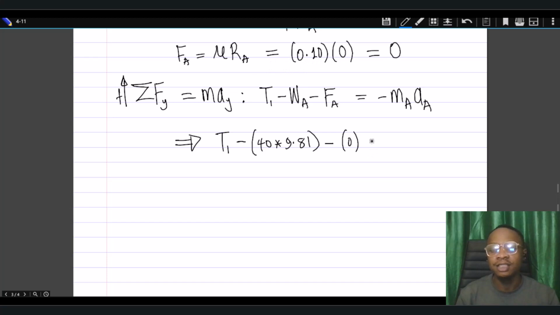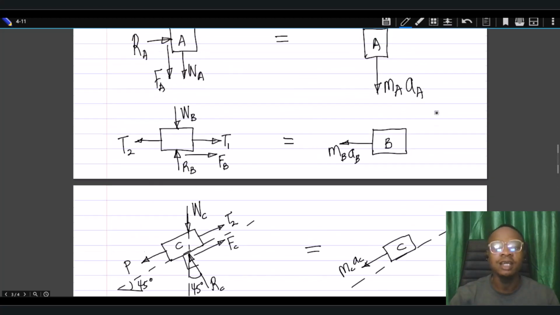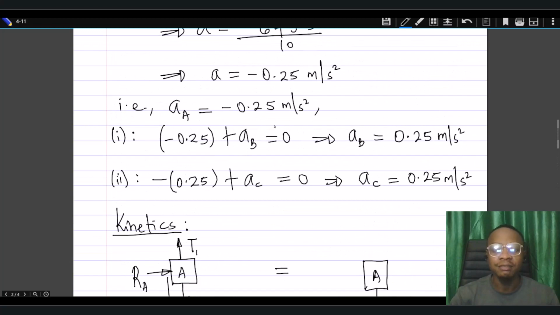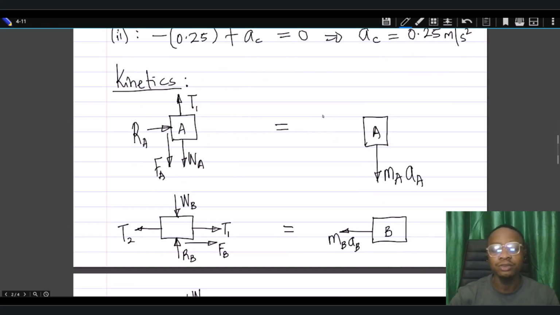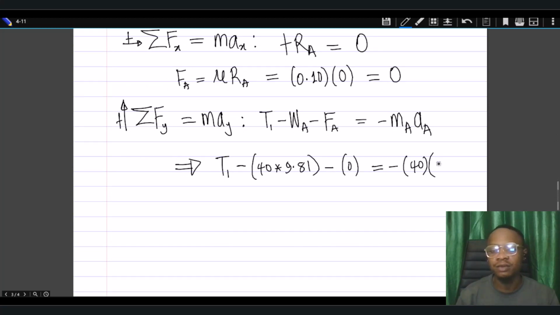And then this will be equal to negative MA times AA. What is MA? 40, as we have it. And what is AA? We found that already in this case. We found it to be minus 0.25, so we're going to use that as it is. So this is going to be equal to minus 0.25. And by that, we know what our T1 should be.